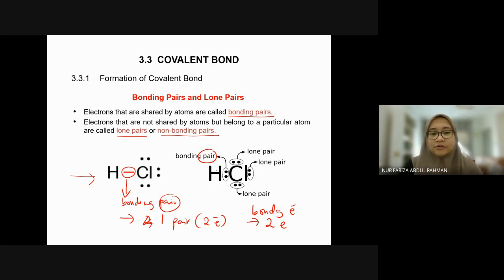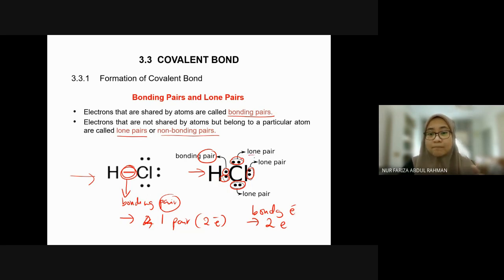So this is the bonding pair, or we can see it using the Lewis dot symbol. This is the bonding pair. One electron comes from the hydrogen, the other one comes from Cl. The rest are all lone pairs. Do you see this? Hydrogen has none left, because hydrogen only has 1 electron. So the rest are all lone pairs.